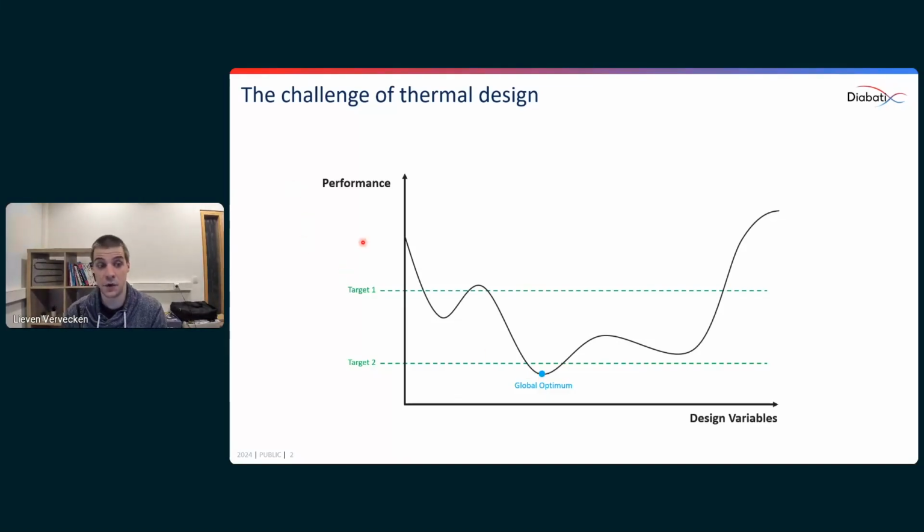Again, the downside is that because we don't know what this black line looks like, we don't know where the global optimum lies. And this is where generative design can help you. Generative design gives you a bunch of different tools to get, in the most efficient way, to a design that meets the thermal requirements, be it the more relaxed ones or the quite strict ones.